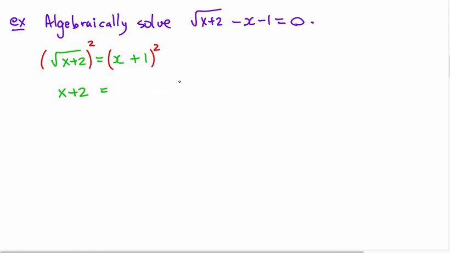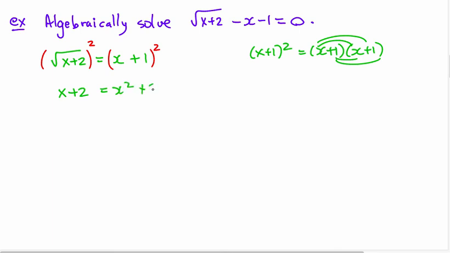This one's a little trickier. You have to think about it as x plus 1 times x plus 1 and use the distributive law. So you'll get x squared plus 2x plus 1. And now we solve this. So get everything, make it equal to 0. So subtract an x, subtract an x, subtract 2, subtract 2.